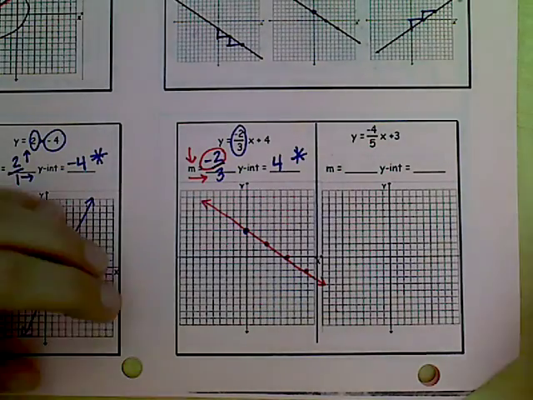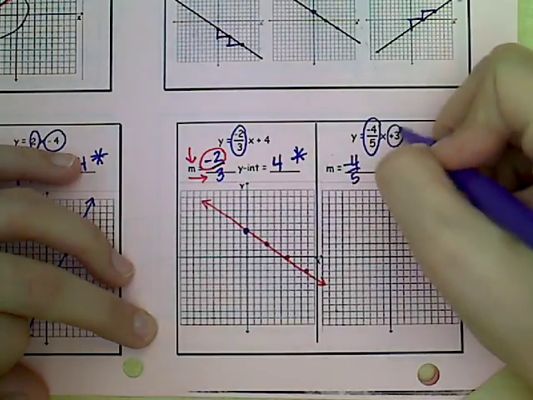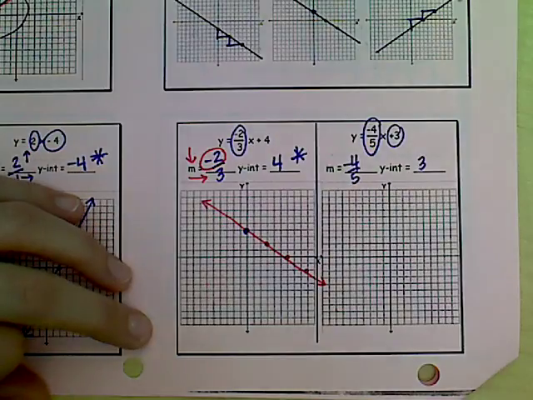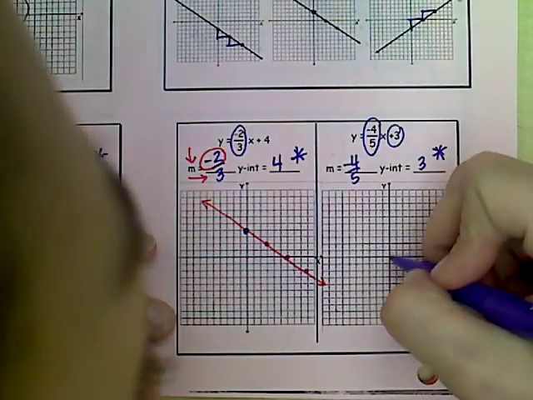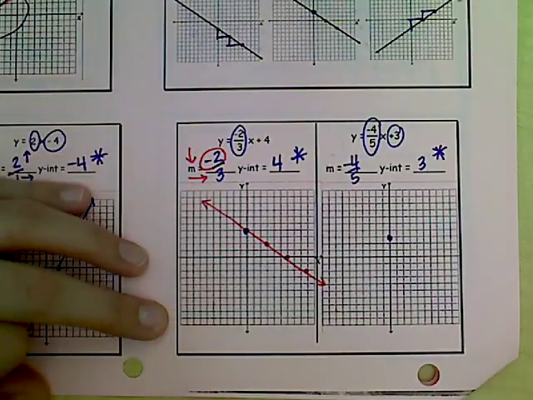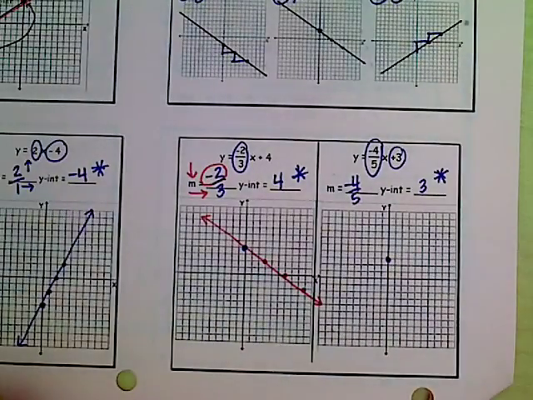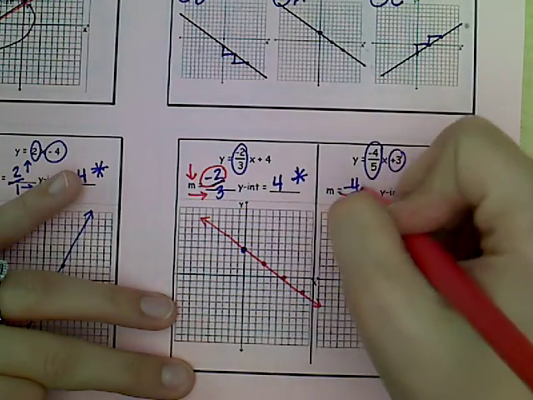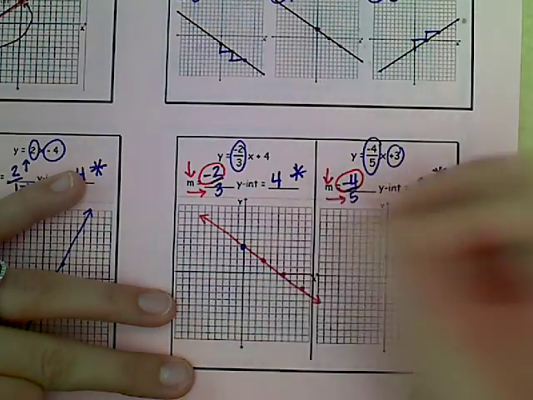And our last one is very similar. I have a slope of negative 4/5, a y-intercept of positive 3. Again, I always start with that y-intercept. So I'm at positive 3. And then I count from that point. Again, I see I have a negative slope, so I attach that negative to my numerator because that's telling me to go down 4 and right 5.